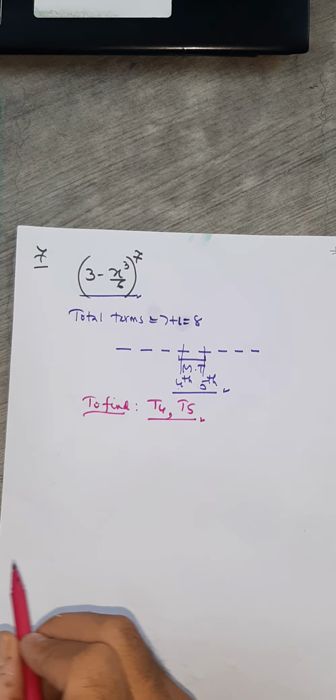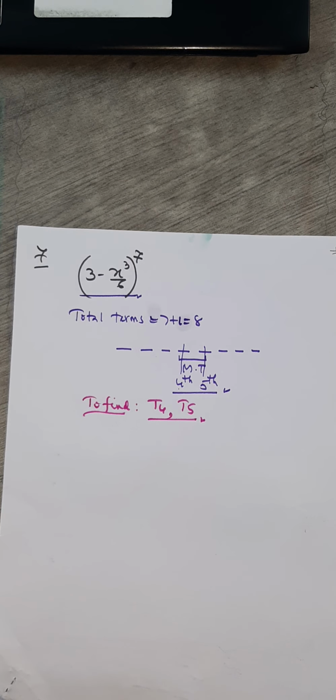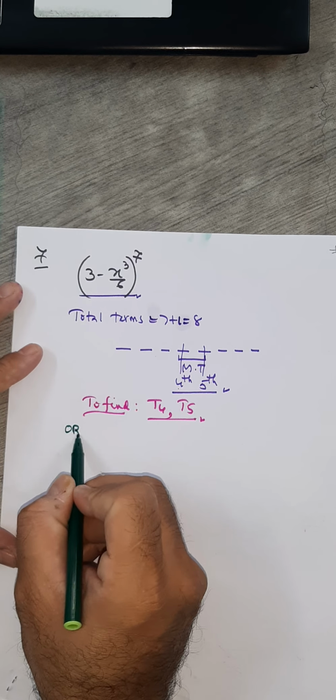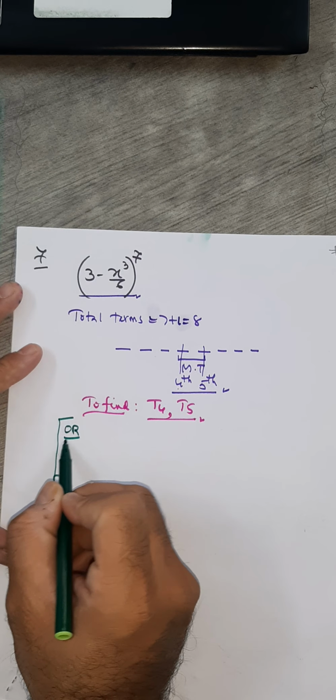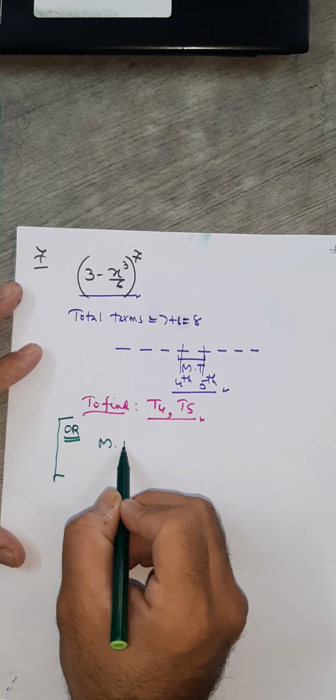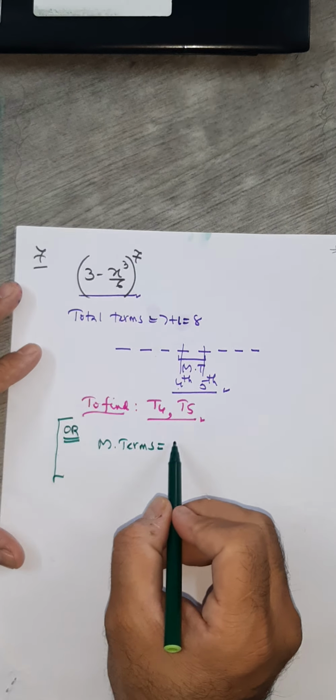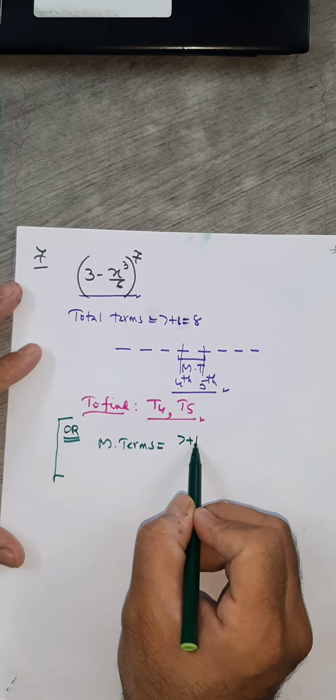So now it comes to questions number 5 and 6. Or you can use this formula also. Alternatively, you could have done it this way also. Middle terms equals, this is an odd number, so plus 1 by 2.